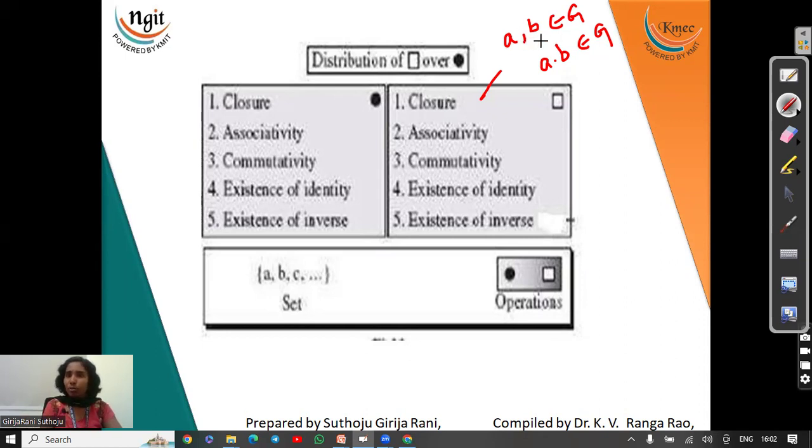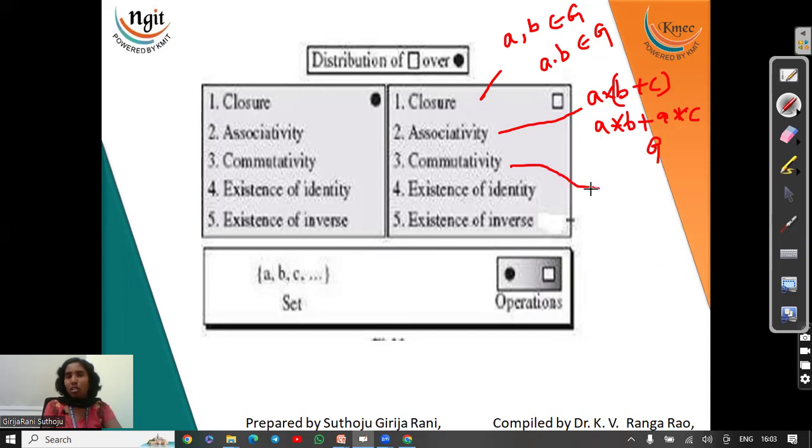Now, A comma B belongs to G means its operation output, A into B, should also belong to G. Associativity is where we have two or more operations. See, A into B plus C. If I have elements like this, its expression evaluation must also be included in G. It's very simple, right? Next one is commutativity.